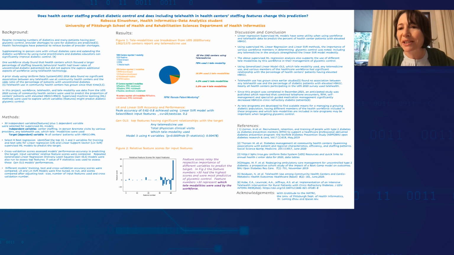Moving on to the results, I want to tell you a little bit about the center column. Out of the Uniform Data System, there were 28.5 million patients surveyed in the 2020 survey, and over 20,000 diabetics were included. If you look in the center column, you'll see that out of 1,375 centers, 1,362, most of the centers, use some sort of telehealth.